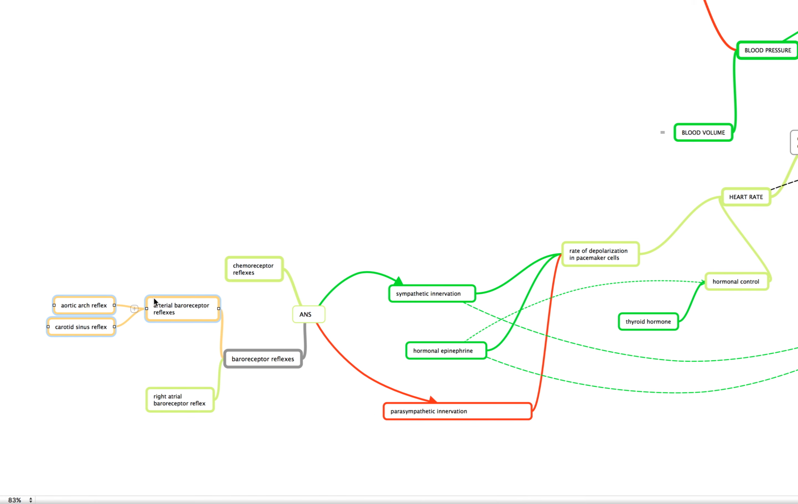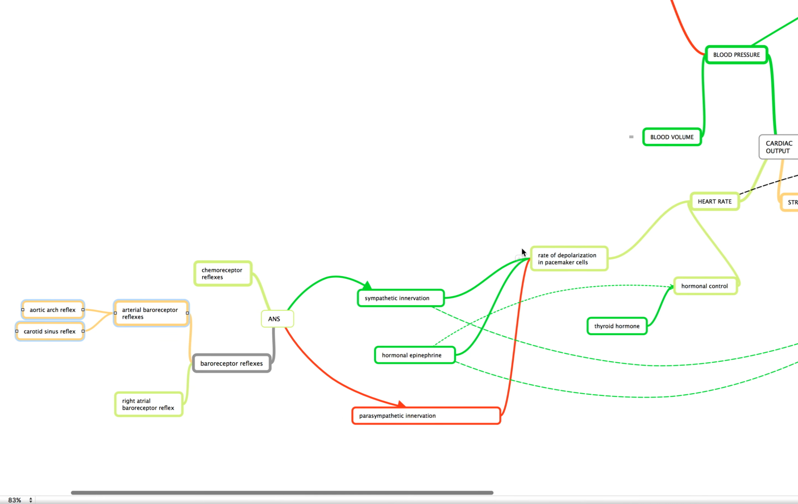Likewise, if you detect arterial pressure that was too low, then you're going to send that sensory information and ultimately use that to decide which branch of the autonomic nervous system to turn on. If the pressure was too low in the arteries, then you would turn on the sympathetic and off the parasympathetic. And that, of course, would change the rate of depolarization and also increase the heart rate.